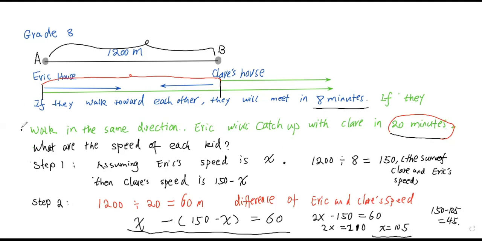Some students in grade 8 may think concretely: Claire's speed is so much slower than Eric's. We could think Claire may be much younger than Eric here. Anyway, this is one way to solve this problem.